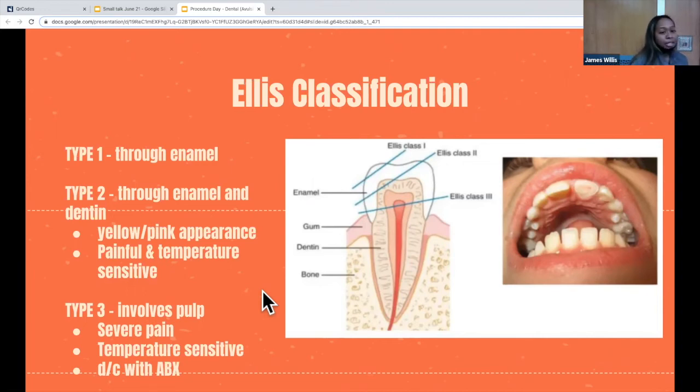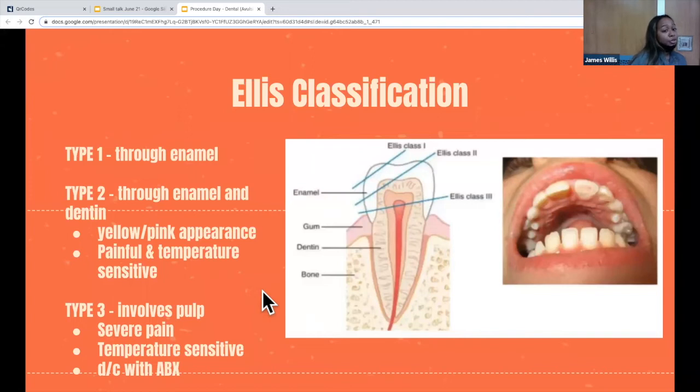There's an Ellis class 1 fracture. This is a fracture through the enamel. It's the most common type of fracture. The tooth is not very sensitive in this type of fracture, and no emergent intervention is really required, but you should refer them to a dentist. Pulp necrosis is rare in this instance, about 0 to 3%.